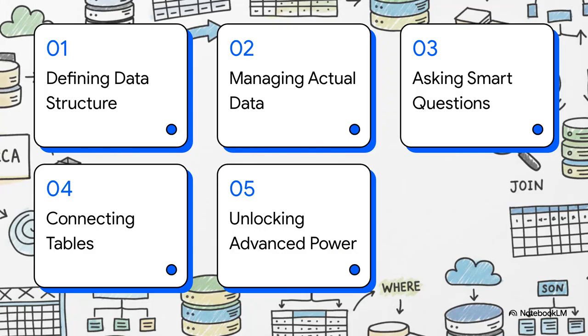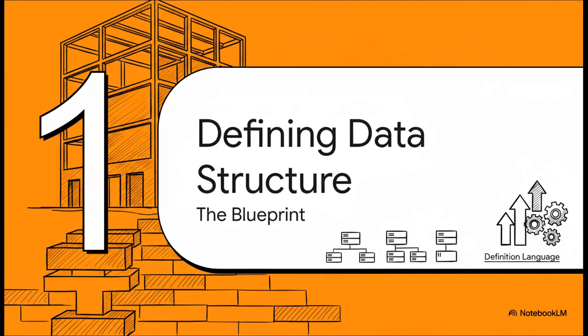So here's our plan for this explainer. We're going to go on a little journey. First, we'll draft the blueprint for our data structure. Then, we'll stock the shelves with the actual data. After that, we'll learn how to ask it smart questions, connect different data warehouses together, and finally, we'll break out the real power tools. Sound good? Let's dive in.